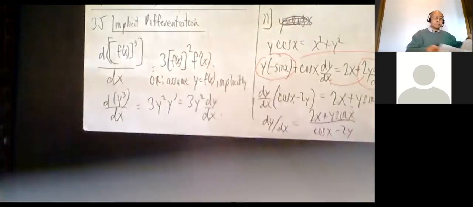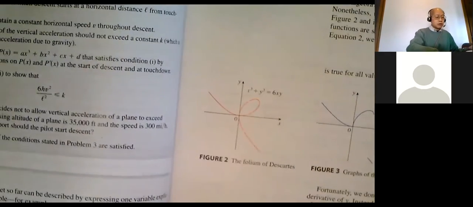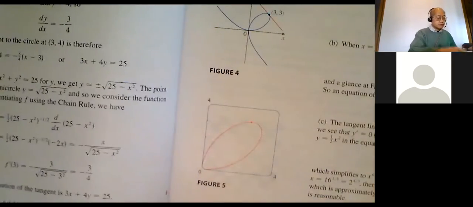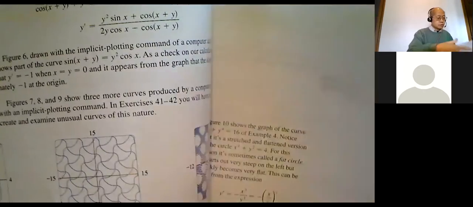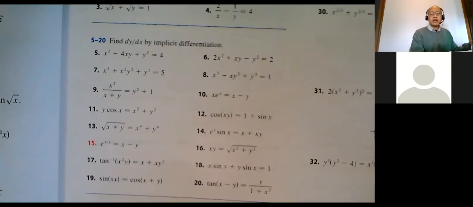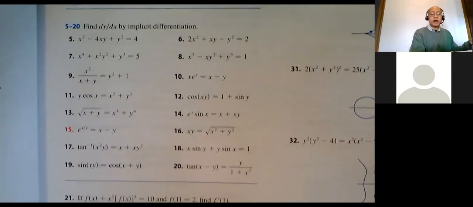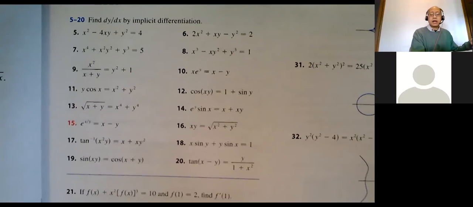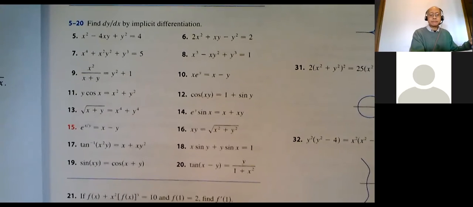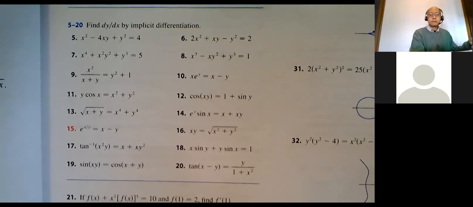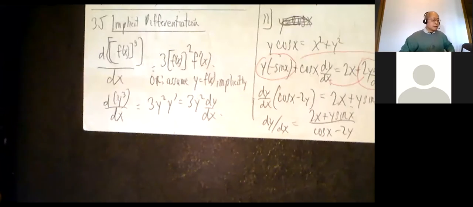In these homework problems, you're going to get x's and y's all mixed together. You're asked to find dy dx, the derivative. See how like 5 through 19, it doesn't just say y equals f of x equals blah, blah, blah. There's x's and y's all mixed up. So what do I do here?